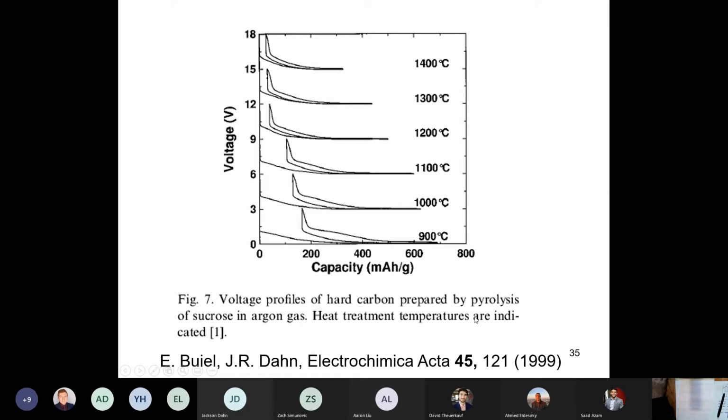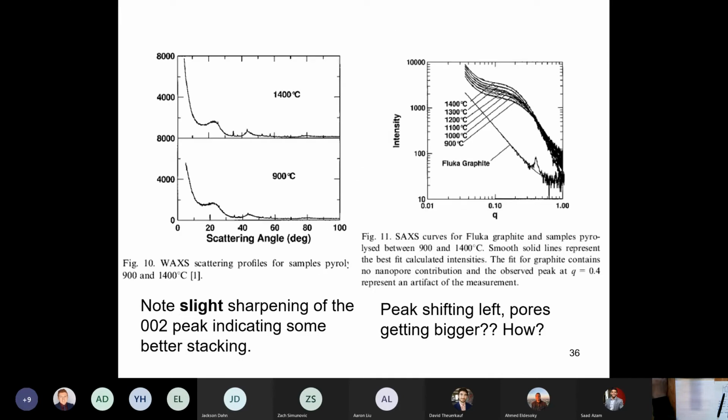So we wanted to understand, first of all, where the low voltage plateau comes from, and why things change the way they do with heating temperature. Here are X-ray diffraction patterns for the sugar sample heated at 900 degrees and 1400 degrees. Based on these patterns, there's not very much difference between them, and that's not unexpected because it's a hard carbon, very hard to graphitize.